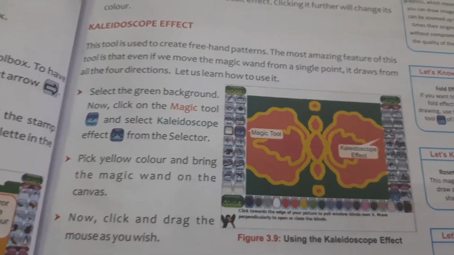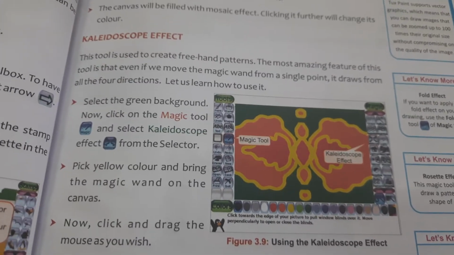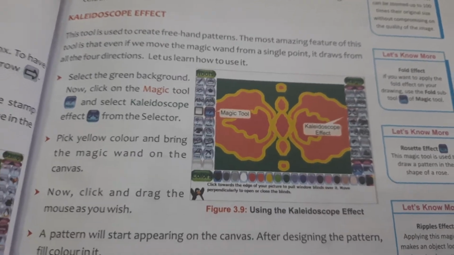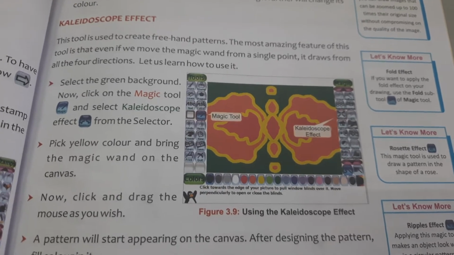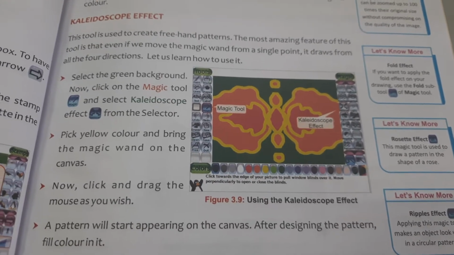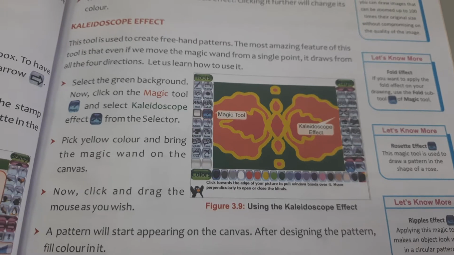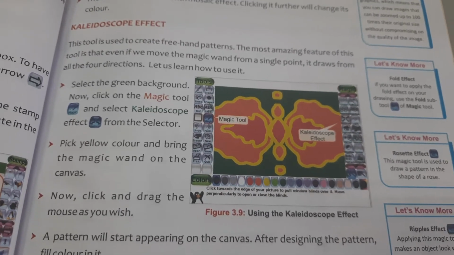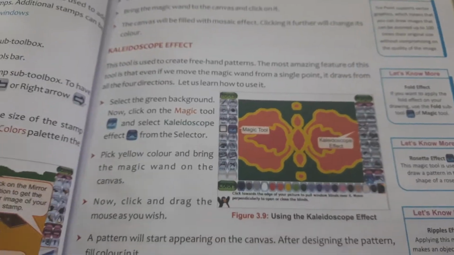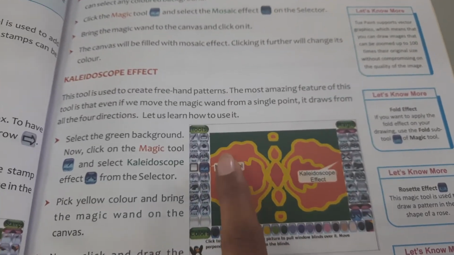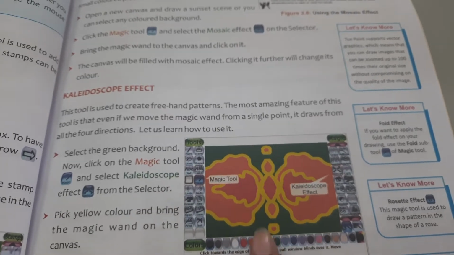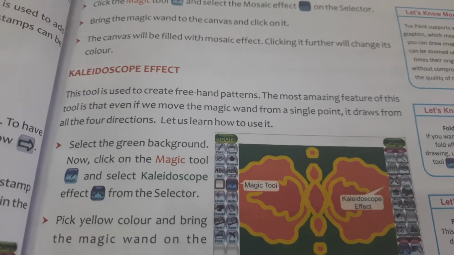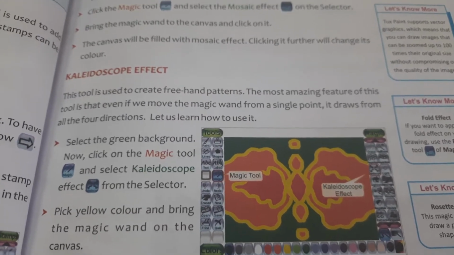Next one is kaleidoscope effect. This tool is used to create freehand patterns. If you want to draw freehand patterns, then you will choose the kaleidoscope effect. The most amazing feature of this tool is that even if we move the magic wand from a single point, it draws from all the four directions. Okay, like if we draw one circle here, it will be automatically on the other sides. Okay, let us learn how to use it.